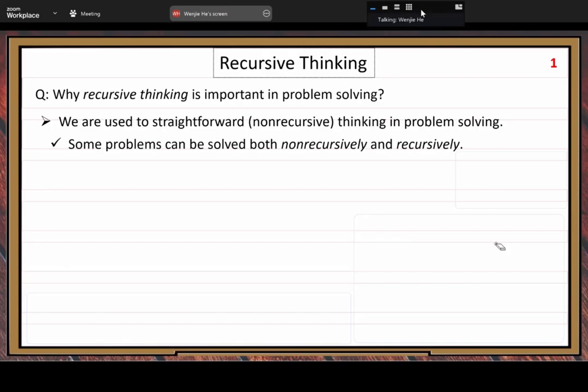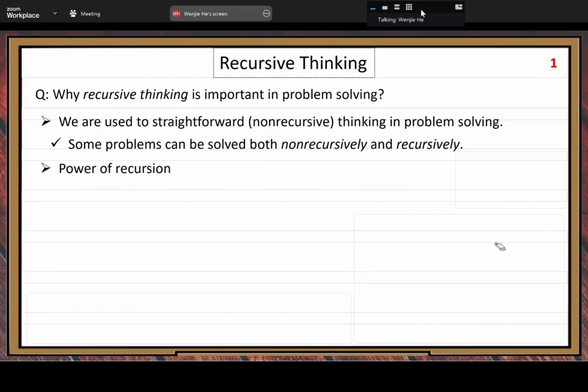All right. Some problems can be solved both non-recursively and recursively. So you have two ways to solve. The first way, we do not apply recursive algorithms. We use the non-recursive way, which people typically call the iterative way. We will compare these two methods, their advantages and disadvantages.